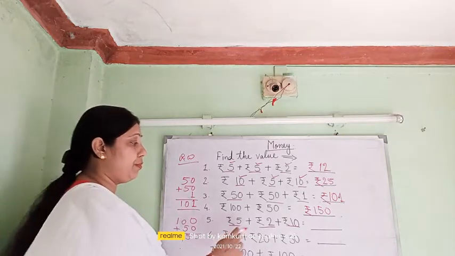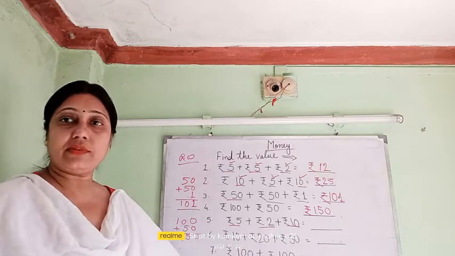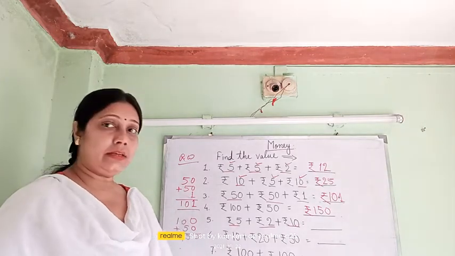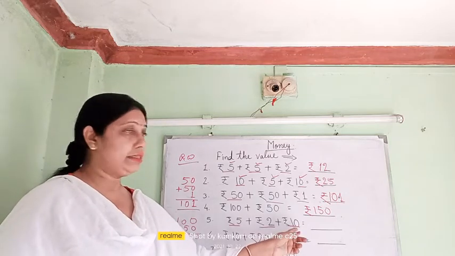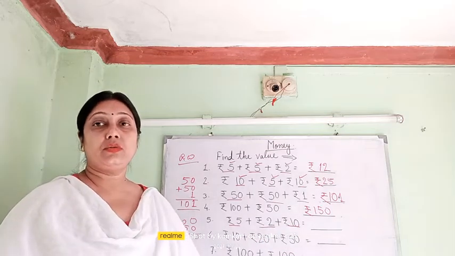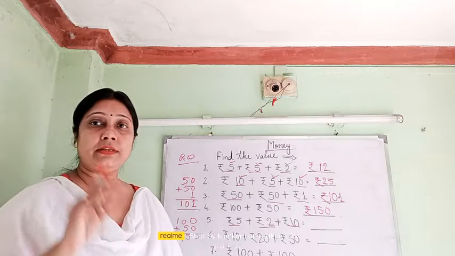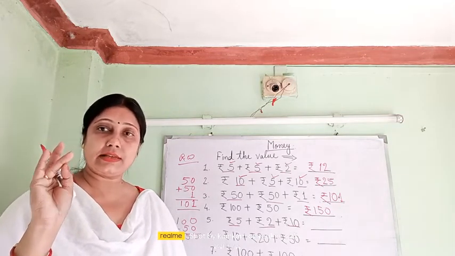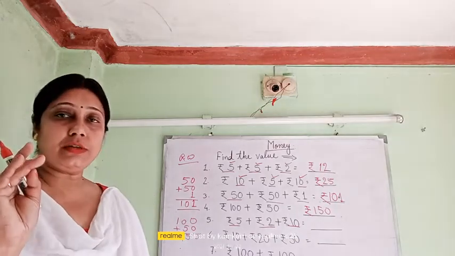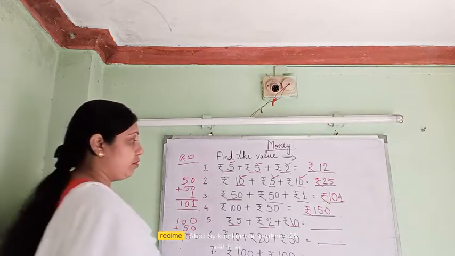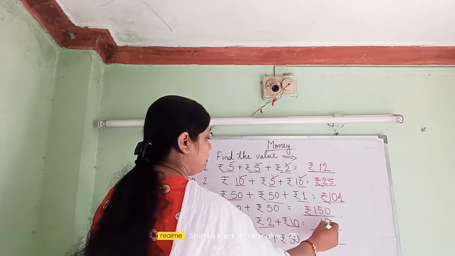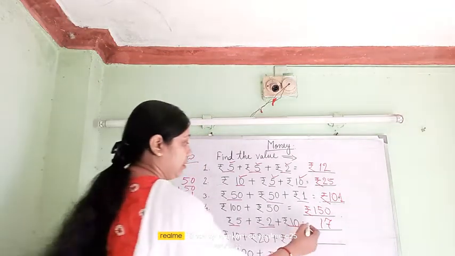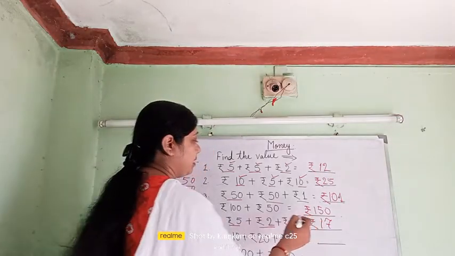So here is 5 rupees plus 2 rupees. After 5 count to 6, 7. So it will become 7, and then you add 10 with 7. So 10, after 10 you have to count 7: 11, 12, 13, 14, 15, 16 and 17. So it will become 17. If I am writing only 17, the answer is not correct. So what do I have to put here? I have to put the rupee sign.